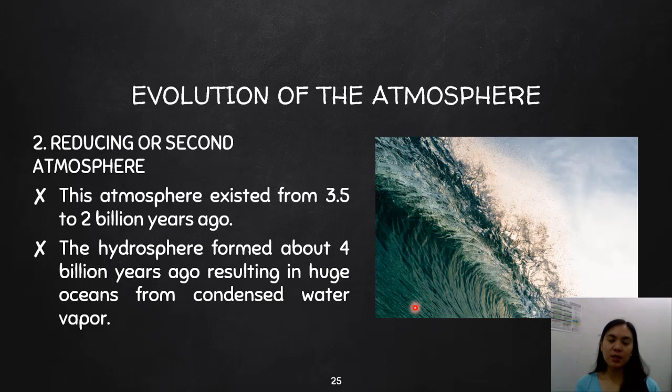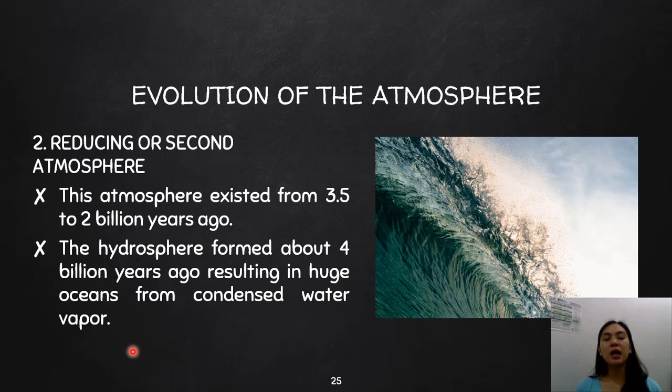So the second one is your reducing or your second atmosphere. So it says here, this atmosphere existed from 3.5 to 2 billion years ago. So, di ba kanina, yung first atmosphere natin, 5 billion years ago, etong reducing or second atmosphere is about 3.5 to 2 billion years ago. An important part you need to take note of is that your hydrosphere formed about 4 billion years ago, resulting in huge oceans from condensed water vapor.